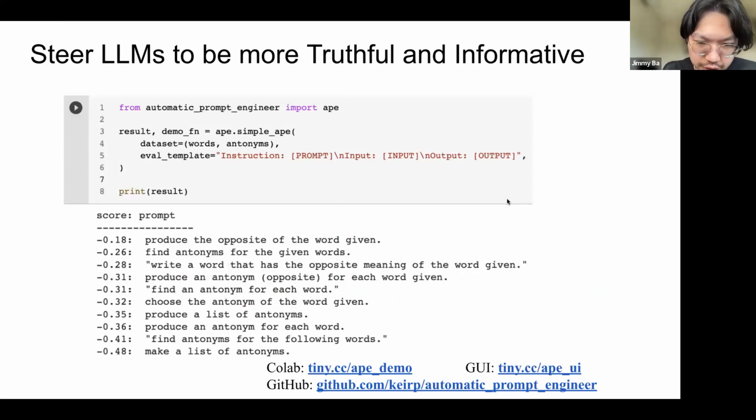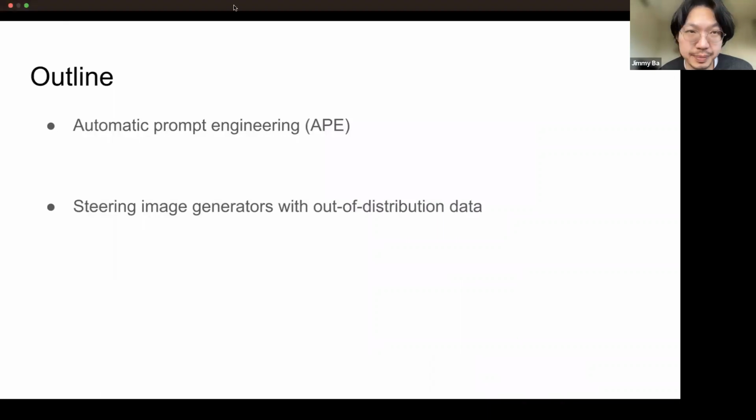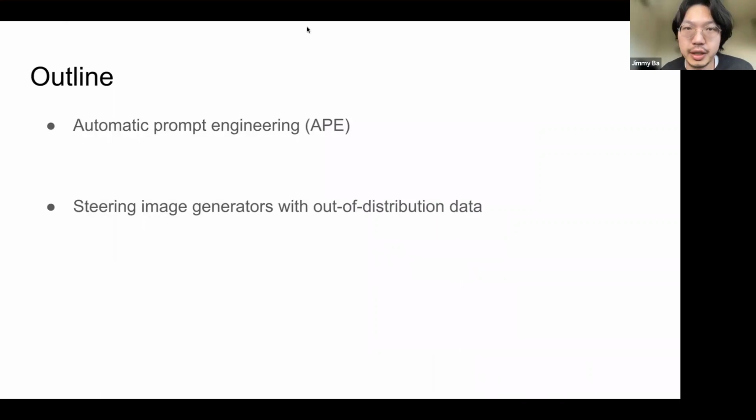So this part of the work has been packaged up in a very simple Python library. You can just call it with one line, import your data set and ask the model to come up with the best instruction that matches your training data set, and it will take just a couple of minutes and you'll get your best instruction or a list of instructions. Okay, so this concludes the first part of the talk on automatic prompt engineering for language models.